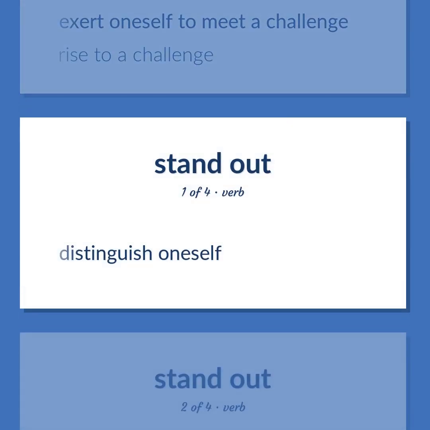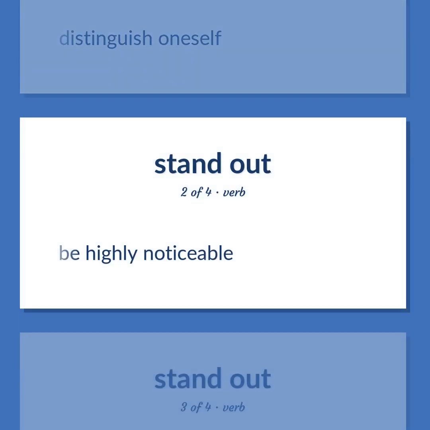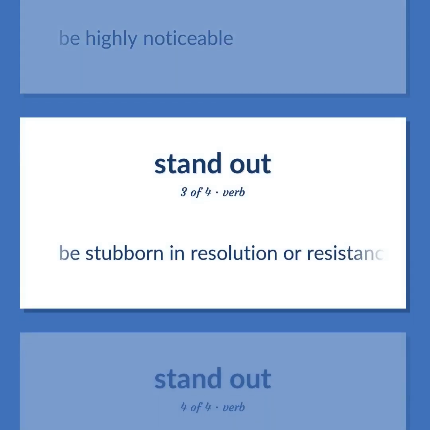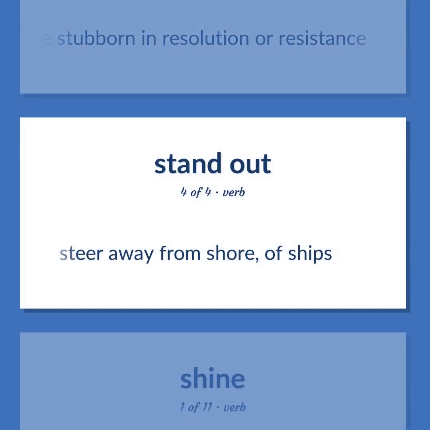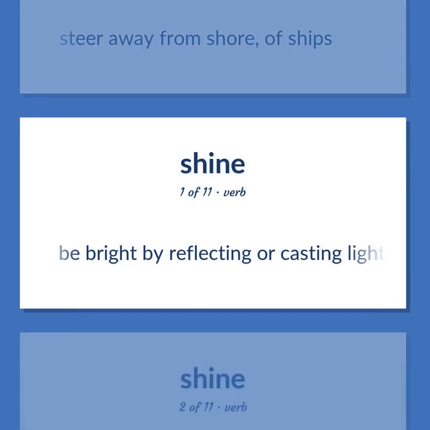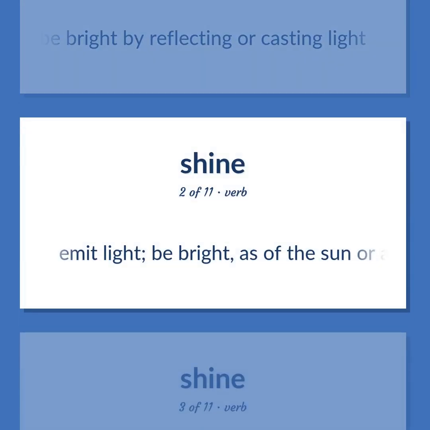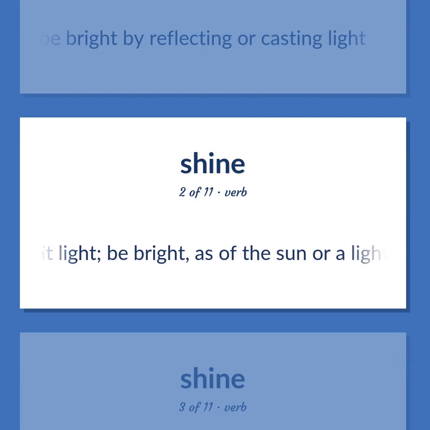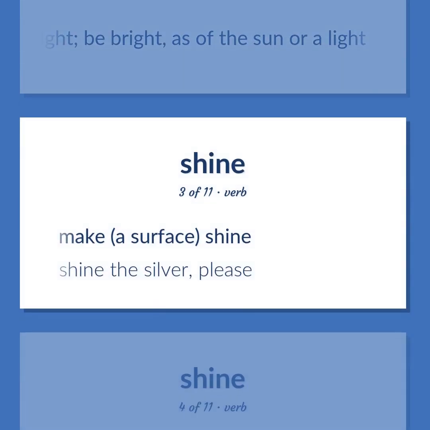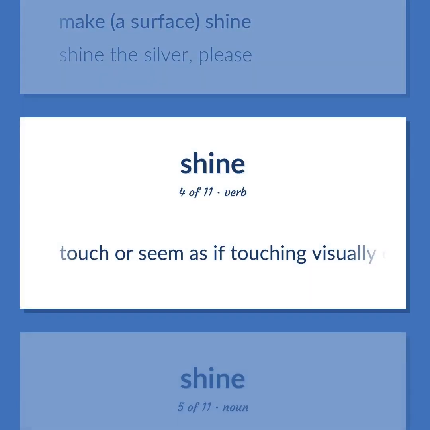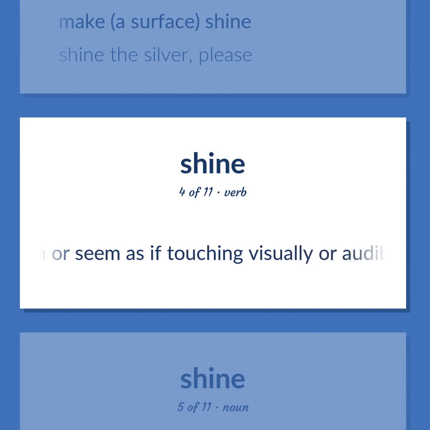Distinguish oneself. Be highly noticeable. Be stubborn in resolution or resistance. Steer away from shore, of ships. Be bright by reflecting or casting light. Emit light. Be bright, as of the sun or a light. Make a surface shine. Shine the silver, please. Touch or seem as if touching visually or audibly.